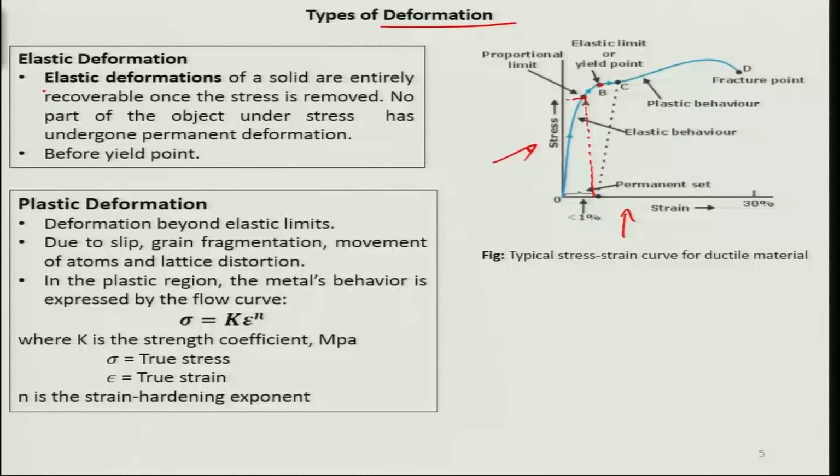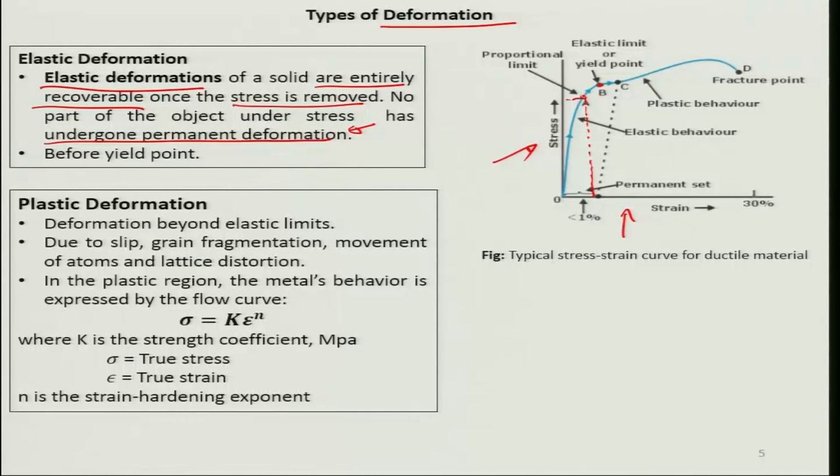As we all recall from basic solid mechanics knowledge, elastic deformations are entirely recoverable once the acting stress on the material is removed, and no part of the object under stress may have undergone any kind of permanent set or permanent deformation. But beyond this point B, there is obviously going to be a point where any further increase in the stress level would result in some kind of a permanent set, or permanent dislocations induced within the crystal structure, so that the overall size and shape changes.